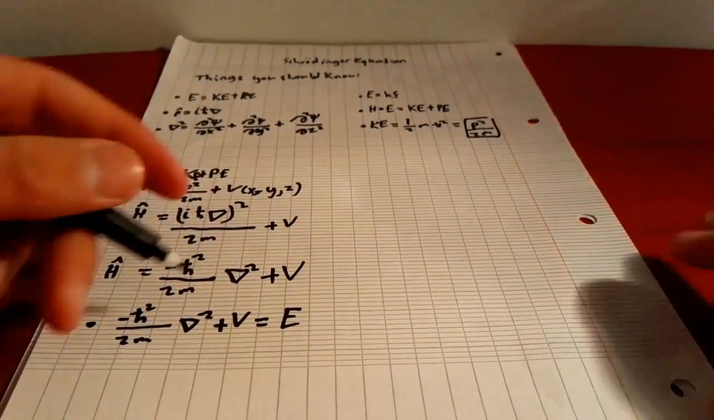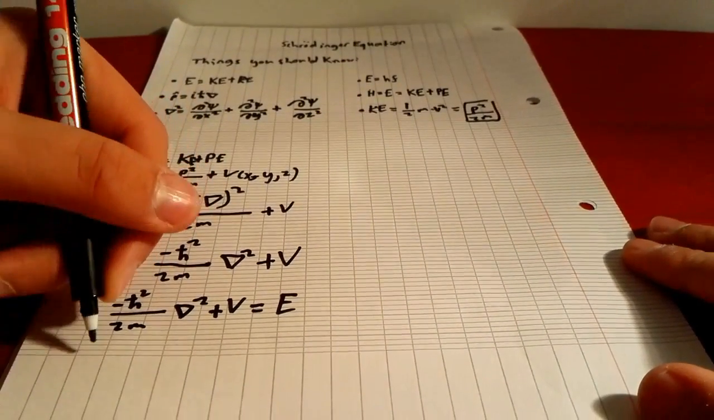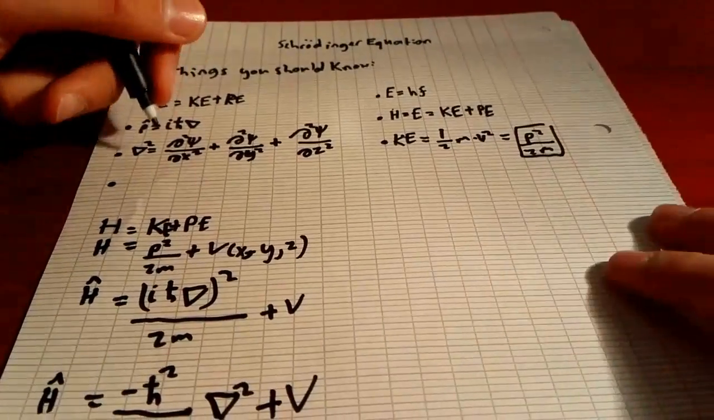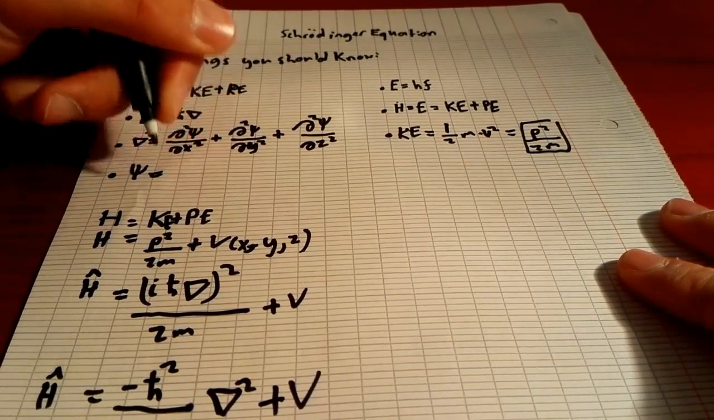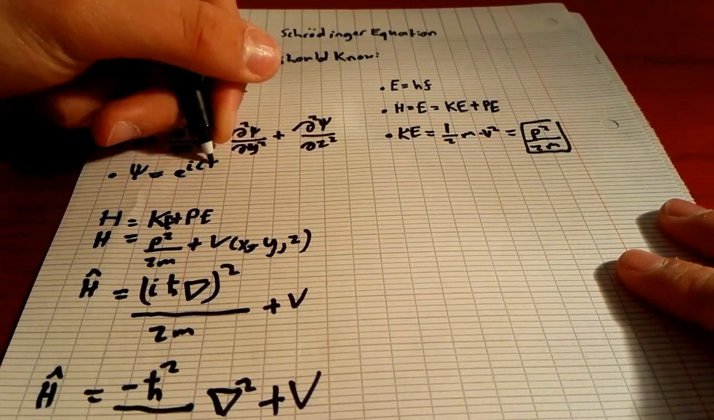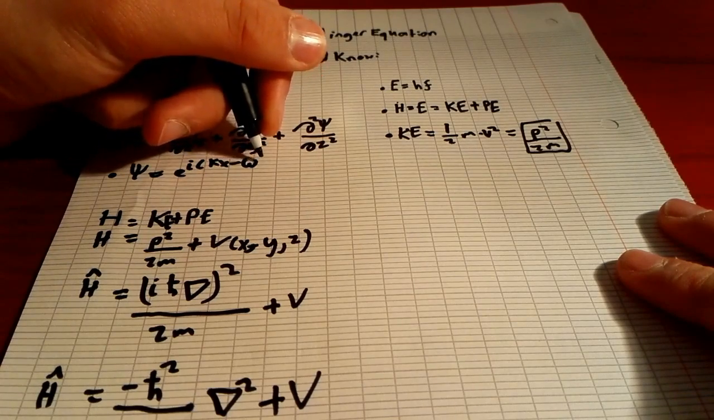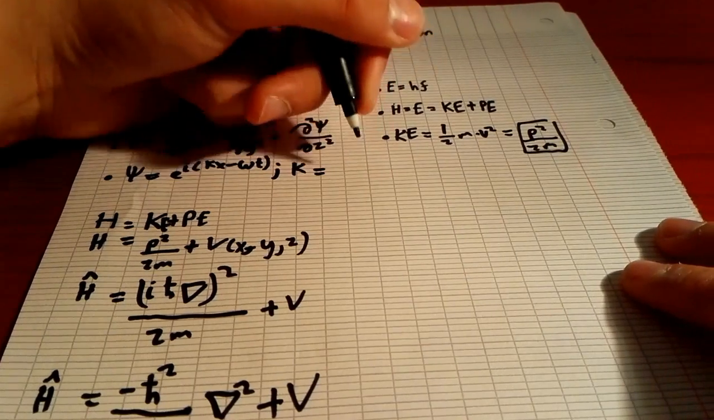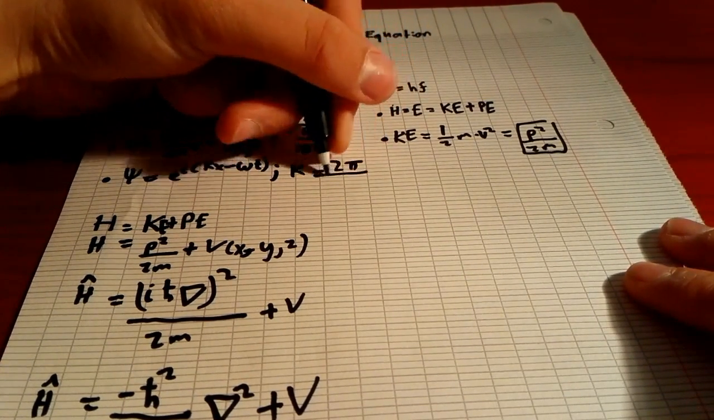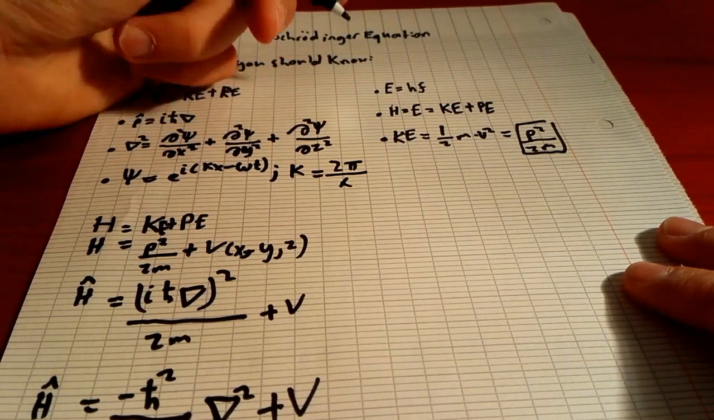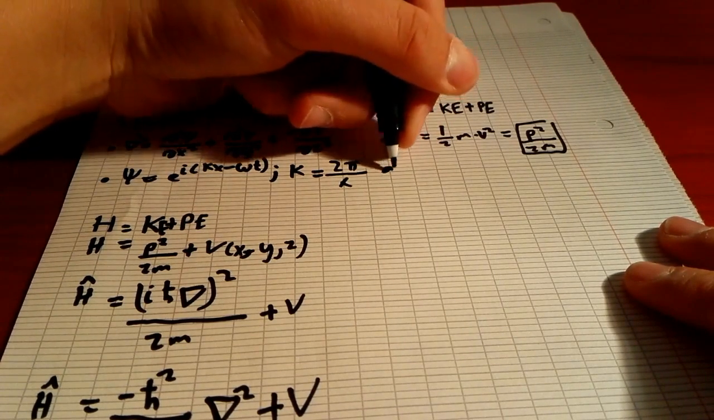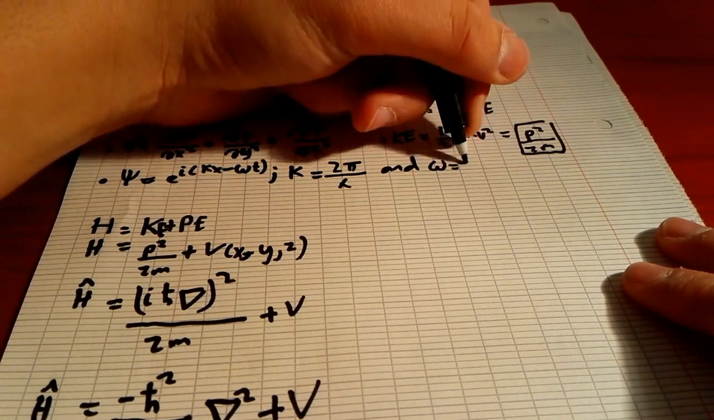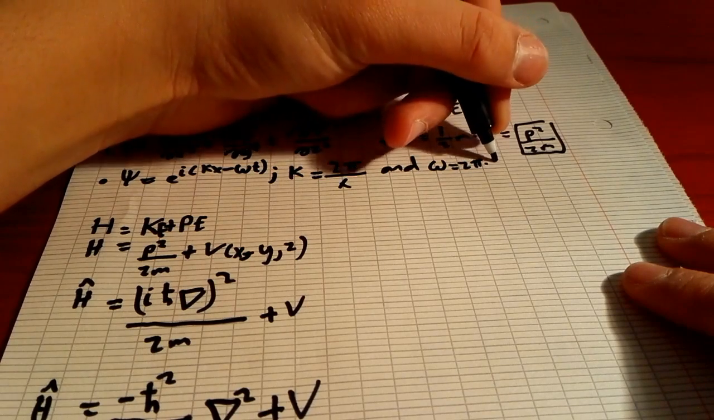So you need a function to determine the wave properties. So that's called the wave function. Let's add it here. It's denoted by psi. It's equal to e to the i kx minus omega t, where k is equal to 2 pi over the wavelength. It's basically the wavelength vector, and omega is equal to 2 pi multiplied by the frequency.